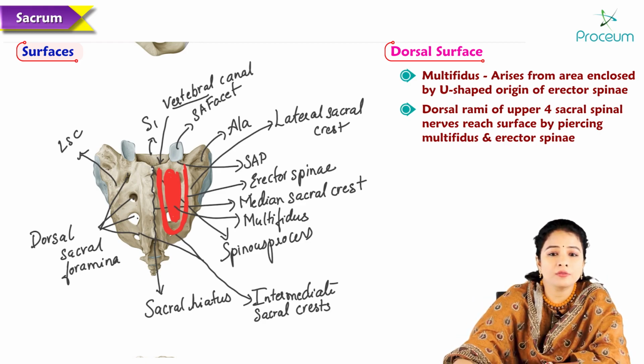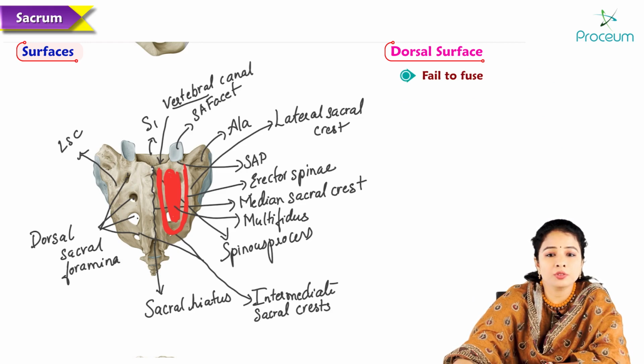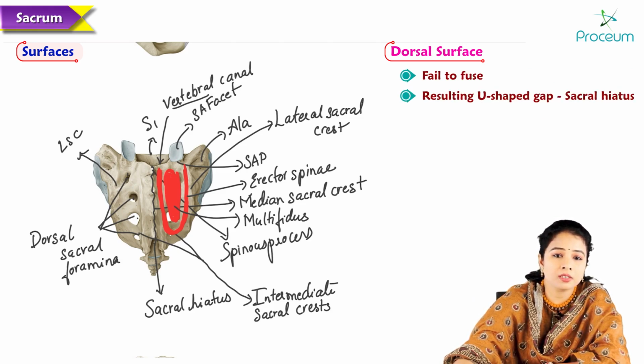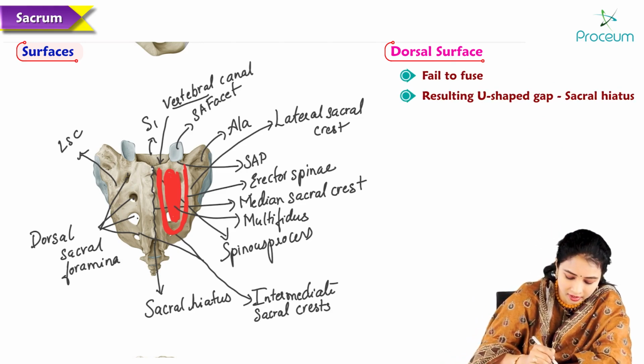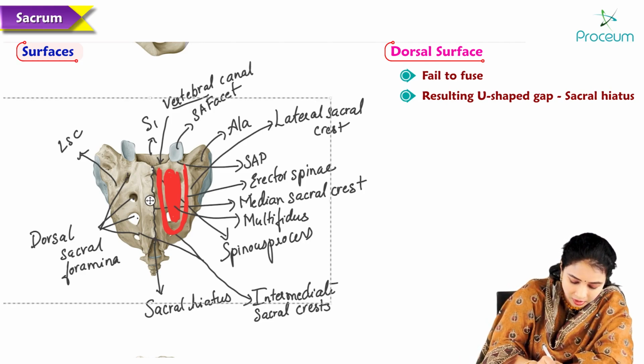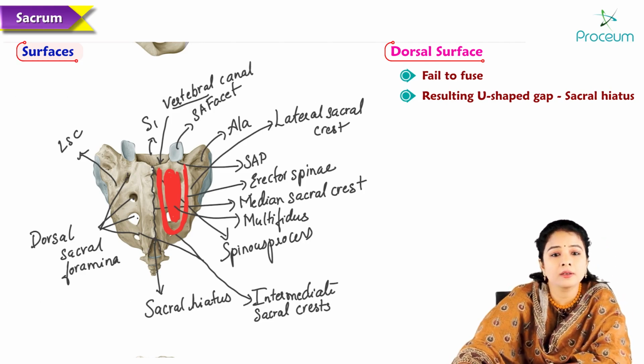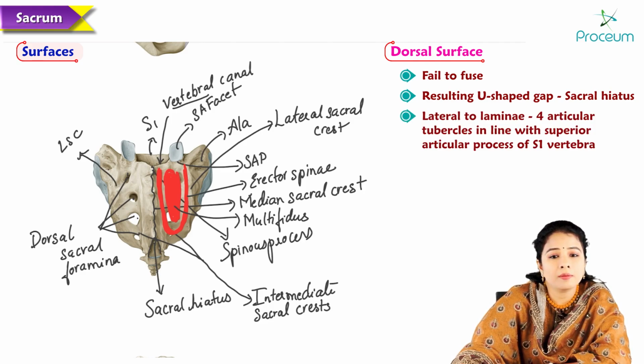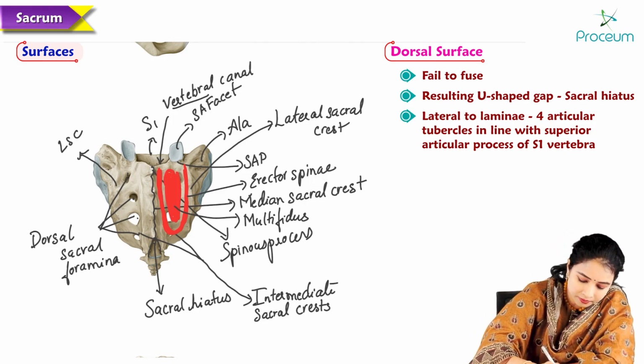The laminae of the 5th sacral vertebra fail to fuse, resulting in a U-shaped hiatus, which is called the sacral hiatus. So this U-shaped hiatus is the sacral hiatus. And lateral to the lamina are the 4 articular tubercles, in line with the superior articulating process of the 1st sacral vertebra. So we can see the lamina.